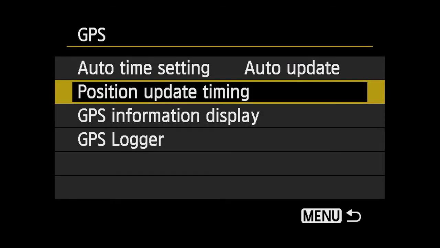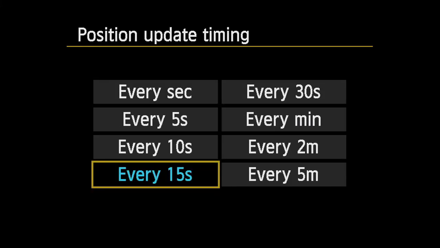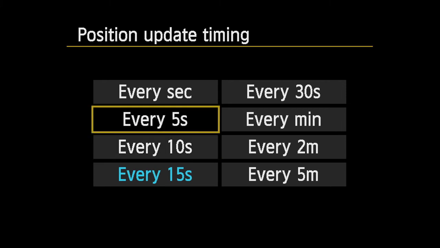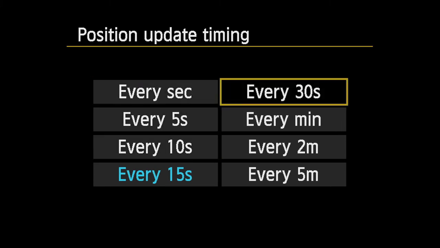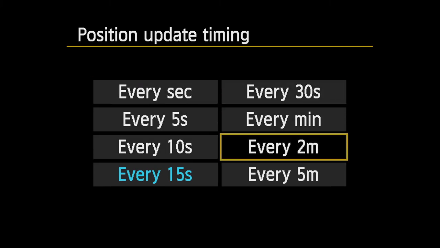Scroll down to the next GPS menu item, Position Update Timing. Press Set. You can choose the frequency with which new GPS readings are taken. By default, the EOS 6D is set to take a new reading every 15 seconds. You may choose to take readings more frequently, up to one reading every second, or less frequently, with one reading every 5 minutes. Highlight your choice and press Set.